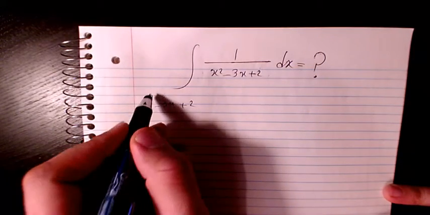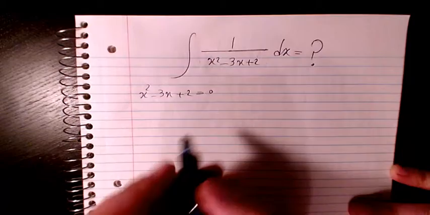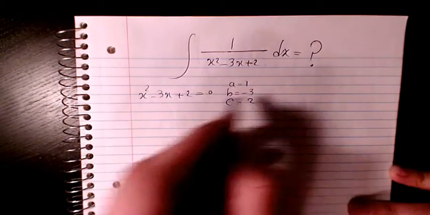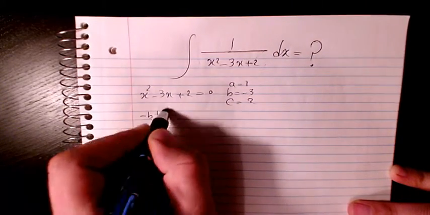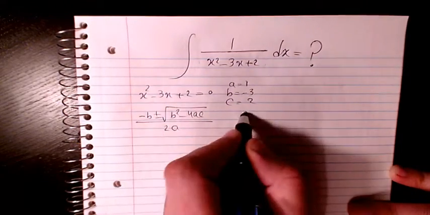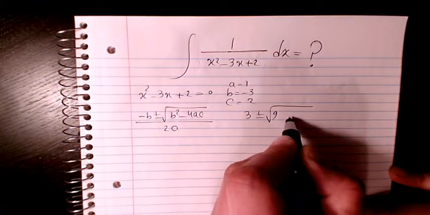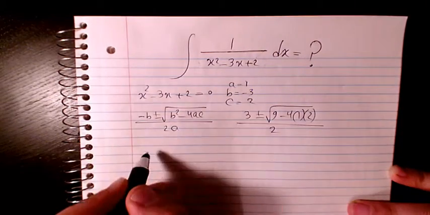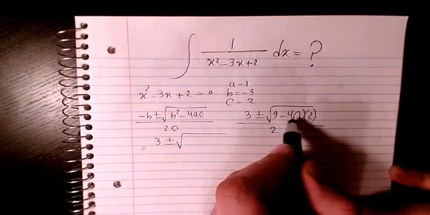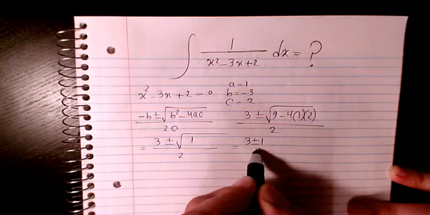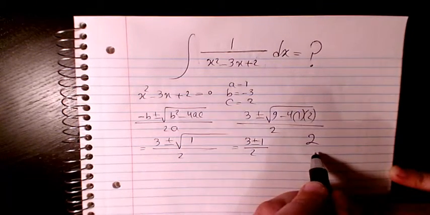So I will say x squared minus 3x plus 2 will be equal to 0, and I can use the quadratic formula. A will be 1, b will be negative 3, and c will be positive 2. So I will have negative b plus minus the square root of b squared minus 4ac, divided by 2a. So negative b will be positive 3 plus minus the square root of b squared, which is 9, minus 4ac, which is 8, divided by 2a. So it will be 3 plus minus the square root of 1, divided by 2. So I will have 2 and 1.